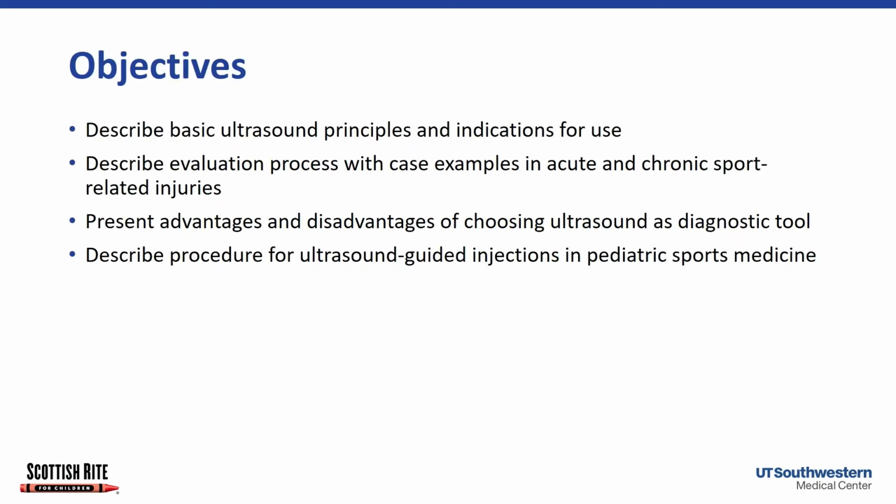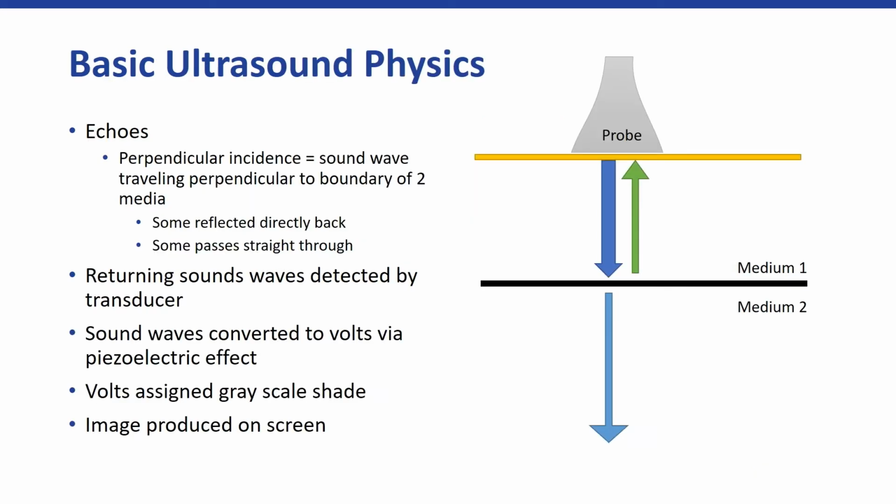So here's what we're going to talk about today. We're going to talk about some of the basic ultrasound principles and indications for use. We'll just talk briefly about that. We're also going to go over some examples to show how ultrasound is used in sports-related injuries. And then we'll also talk about the advantages as well as the disadvantages of choosing ultrasound as a diagnostic tool in sports medicine. And then at the end, we'll talk just a little bit about using ultrasound to help with ultrasound-guided interventions.